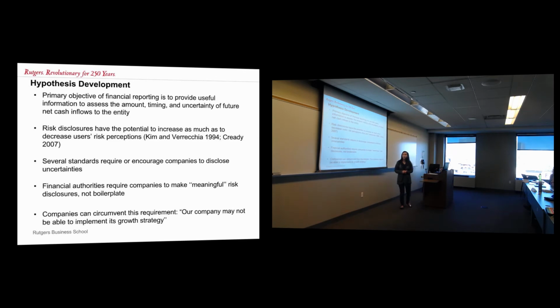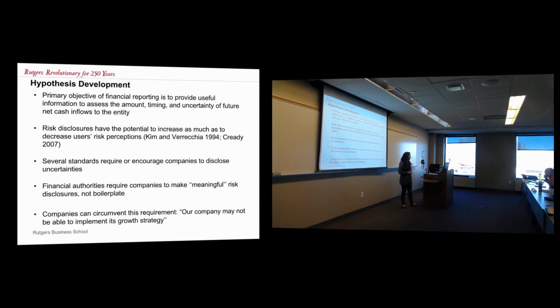For their hypotheses development, they say that the main objective of financial reporting is to provide useful information to the users of financial statements so that they can make educated financial decisions and assess the amount, the timing, and the uncertainty of future cash flows. Prior literature has also suggested that risk disclosures have the potential to increase users' risk perceptions, which is the divergence argument that we talked about, and they also have the potential to decrease them, which would be the convergence argument.